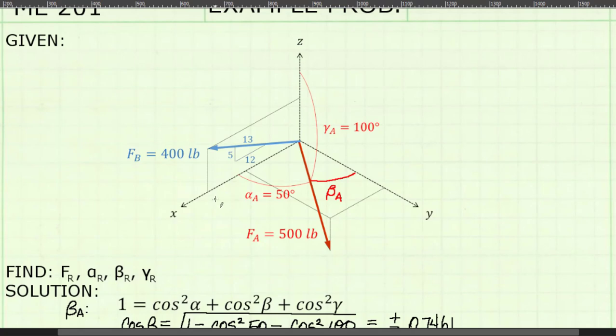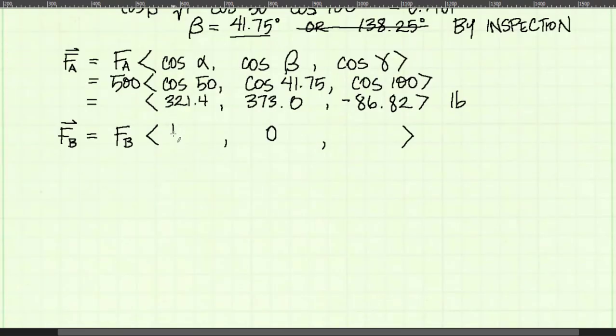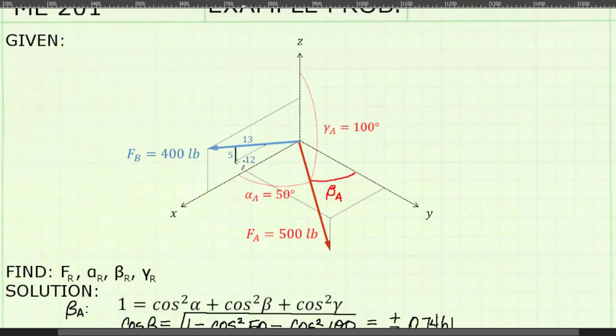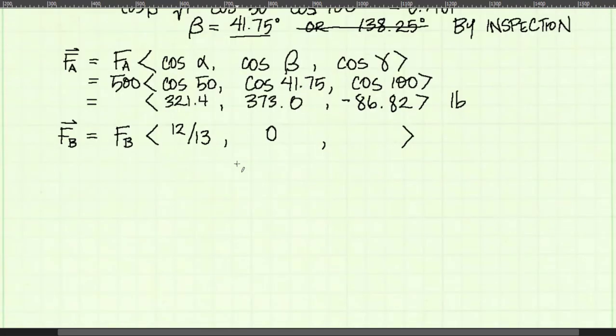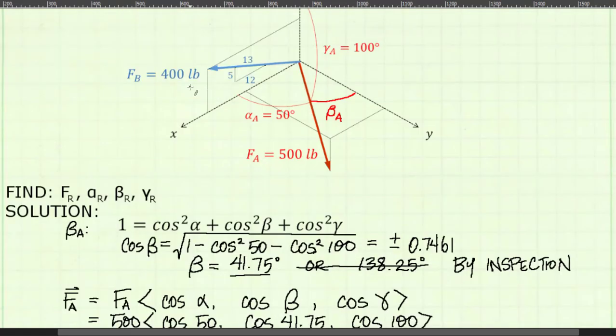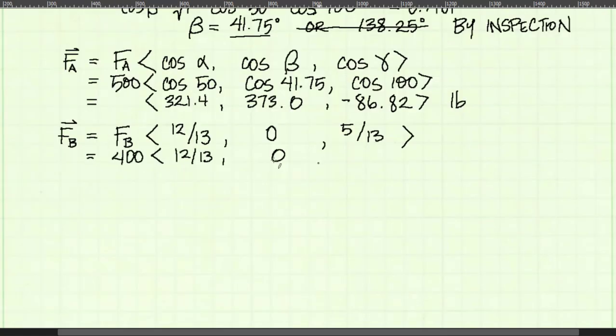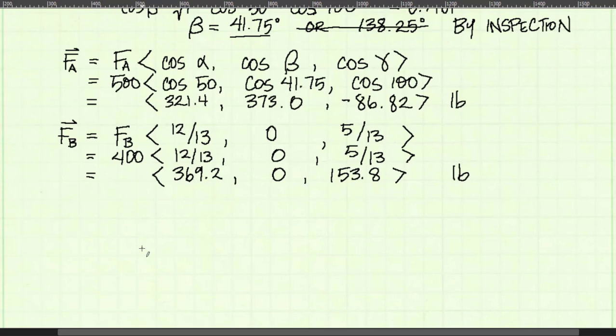I will use the 5, 12, 13 triangle to get the i and k components. The i component will be the x dimension of the triangle, 12, over the hypotenuse, 13. The k component will be the vertical side length, 5, divided by the hypotenuse, 13. And the magnitude is 400 pounds. And now I have my force B vector in Cartesian notation.